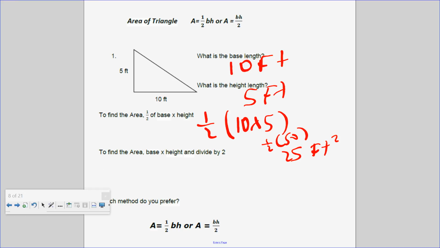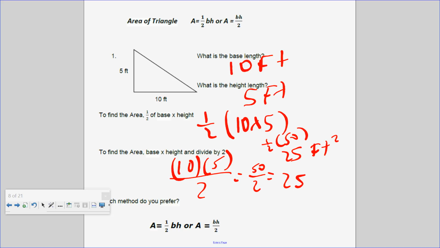To find the area, or if you don't like that way, you could do it this way. Base times height, then you divide by 2. So I multiply the base of 10 by the height of 5, then I divide by 2. So 50 divided by 2 is 25. Which method do you prefer? It is your personal option.